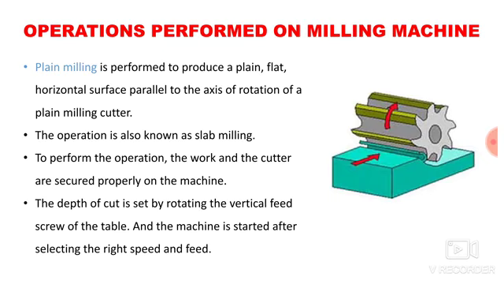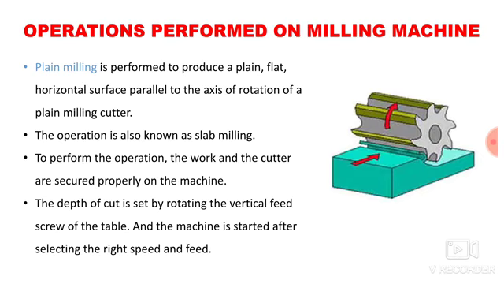Here you can see the axis of the rotating cutter and the workpiece, they are parallel to each other. So plane milling is performed to produce a plane, flat, horizontal surface. That is the purpose of the plane milling operation. The operation is also known as slab milling. To perform the operation, the work and the cutter are secured properly on the machine.